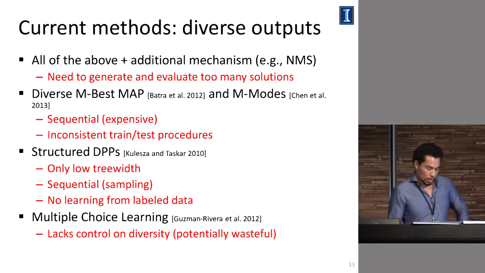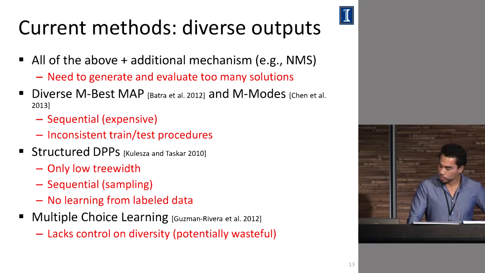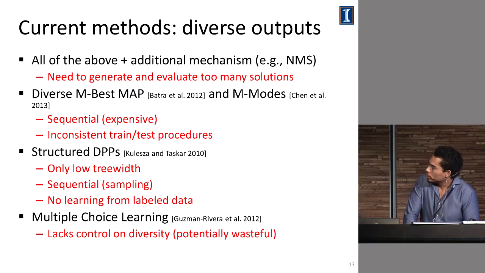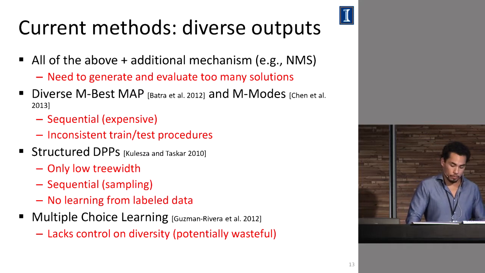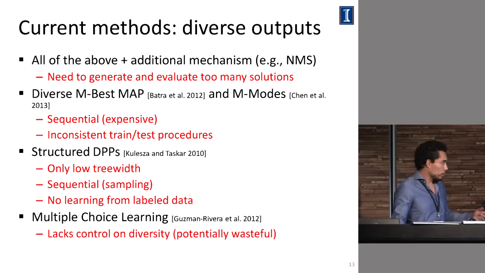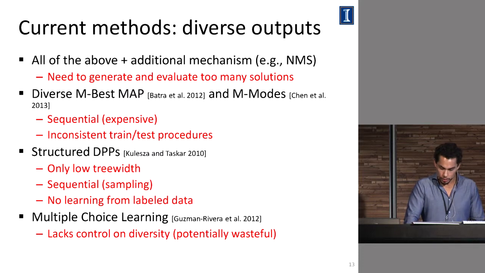Structured DPPs are another method that has been proposed. A couple of issues with it are that it allows for low tree width only, and it's also sequential. It's a sampling inference in these methods. In previous work, we were also learning to produce tuples, and actually in this work we build upon this multiple choice learning idea, and so I'll explain this in more detail later.